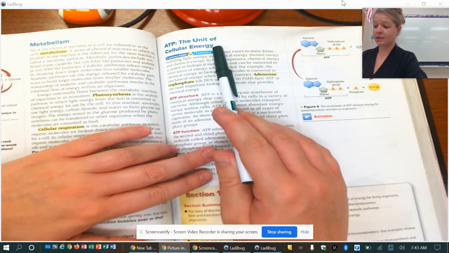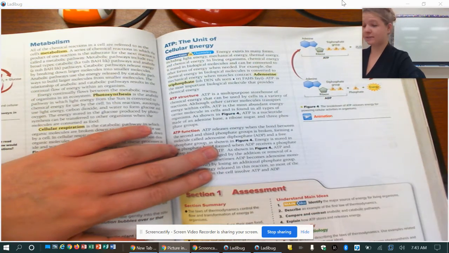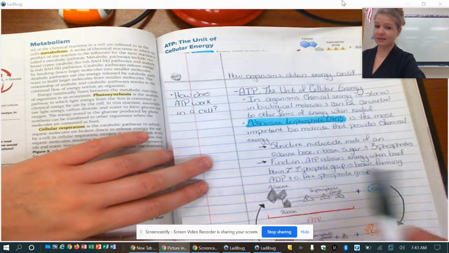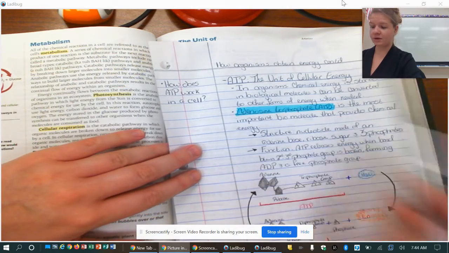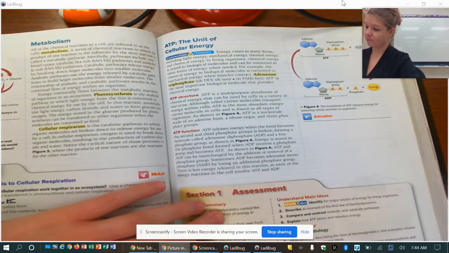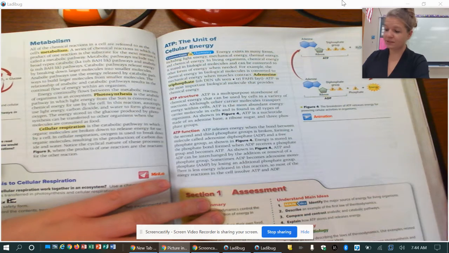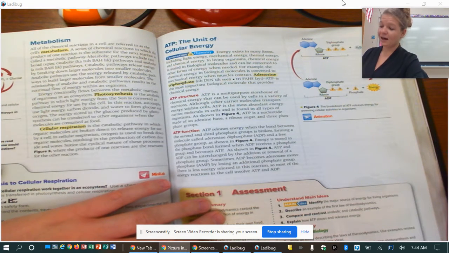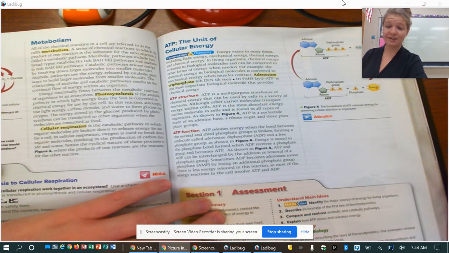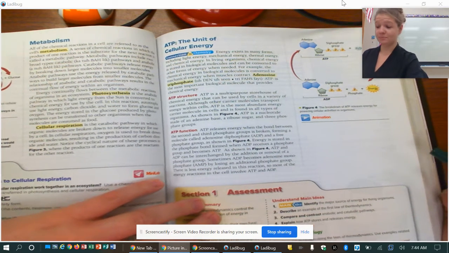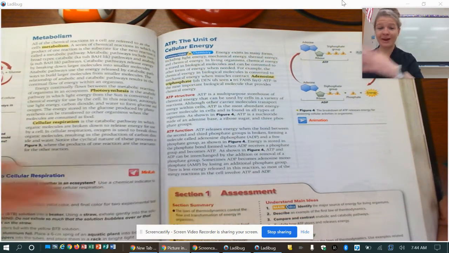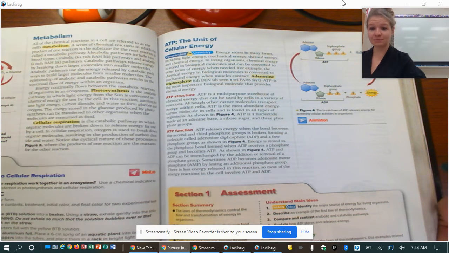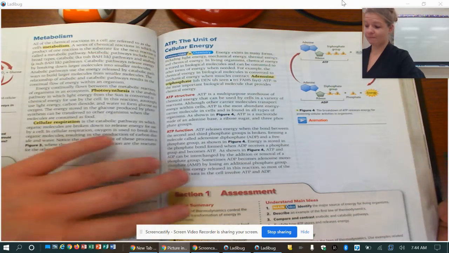ATP is the unit of cellular energy. So I started my notes by saying ATP, the unit of cellular energy. Energy exists in many forms, including light energy, mechanical energy, thermal energy, and chemical energy. I decided none of that was important enough to put in my notes. It was just very wordy. So remember, as you're reading, try to think about what's important and what's not important. That was a lot of words that didn't really say anything.